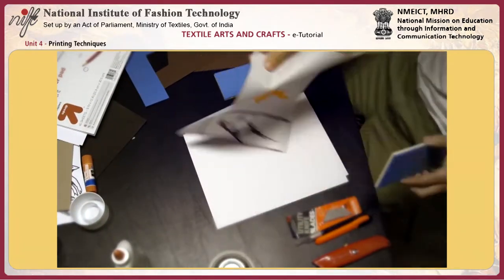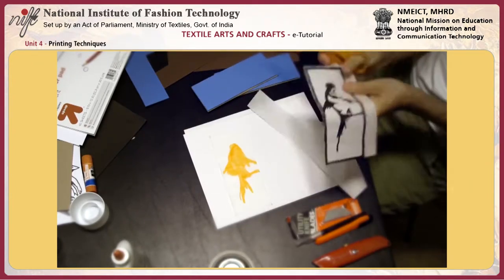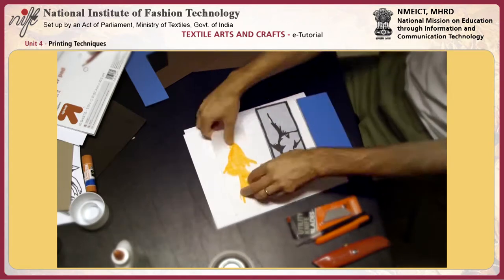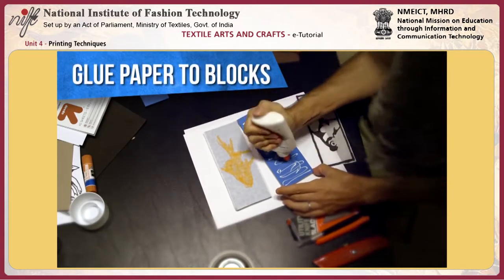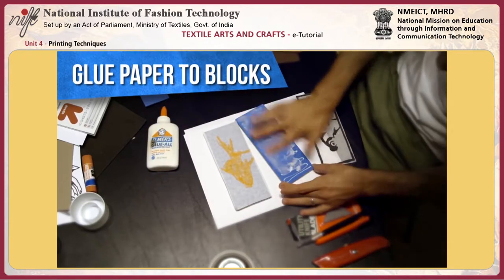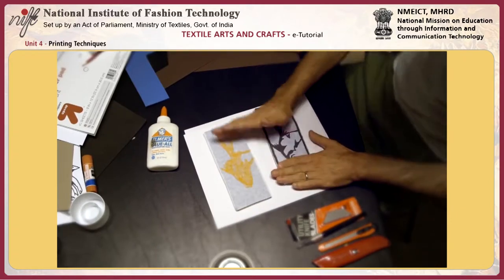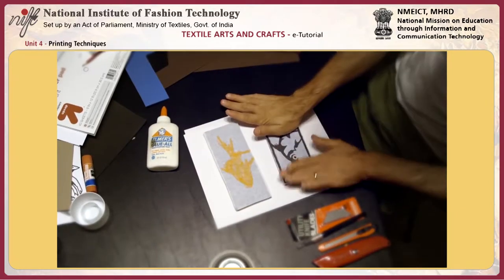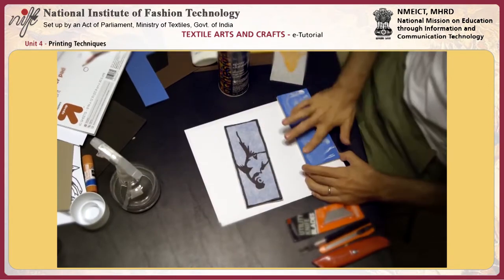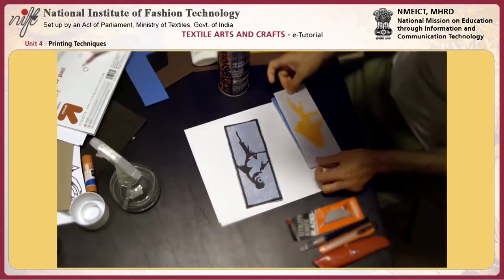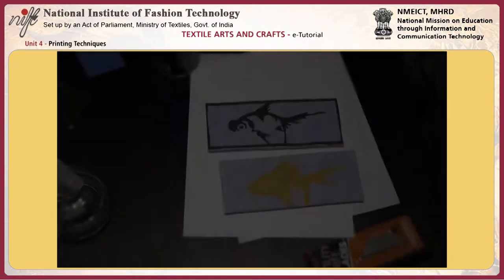Now, cut out the two pieces of tracing paper. Flip the tracing paper over so that it creates a mirror image on your block. Spread glue onto one of the blocks. Carefully lay the tracing paper onto the wet block. Now, spread glue onto the other block and carefully place the remaining piece of tracing paper. Allow the glue to dry completely.